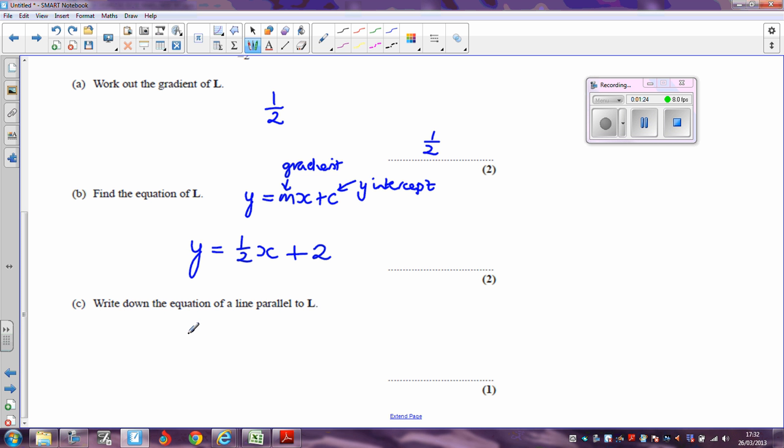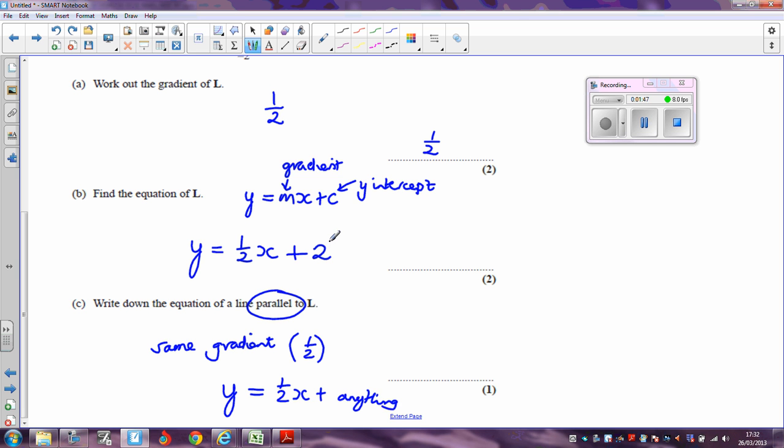The question then asks us to write down the equation of a line which is parallel to L. Now, lines which are parallel have the same gradient. So what we're looking for is the equation of another line which has the same gradient, in other words, a half, and that could be y = ½x plus any number you like. Now, if it's parallel, the only number that you can't use is the same one as before. So I'm going to write something like y = ½x + 10.